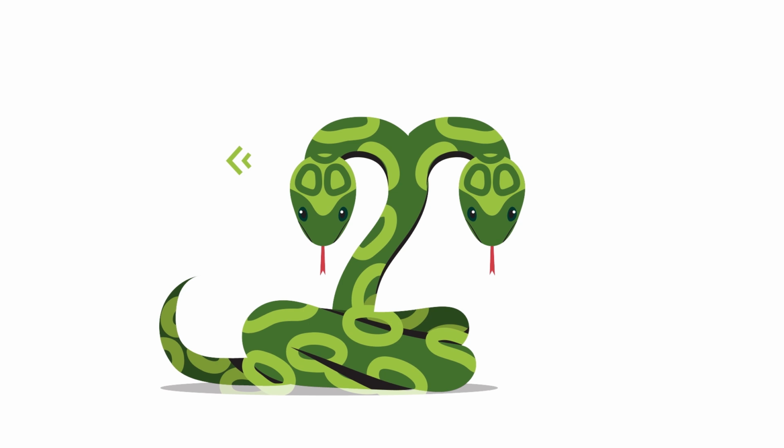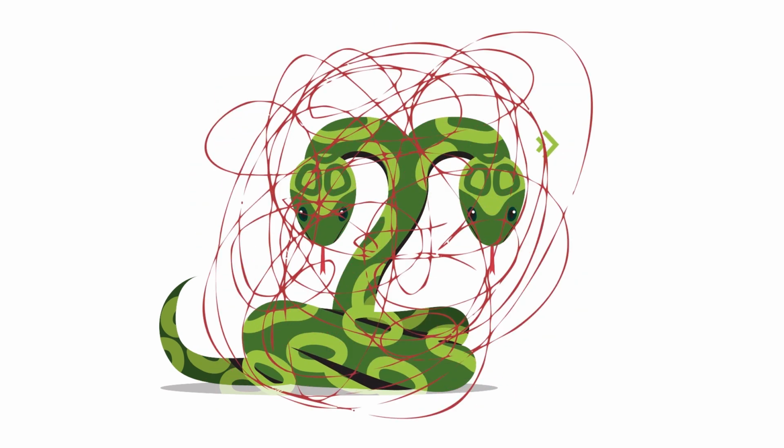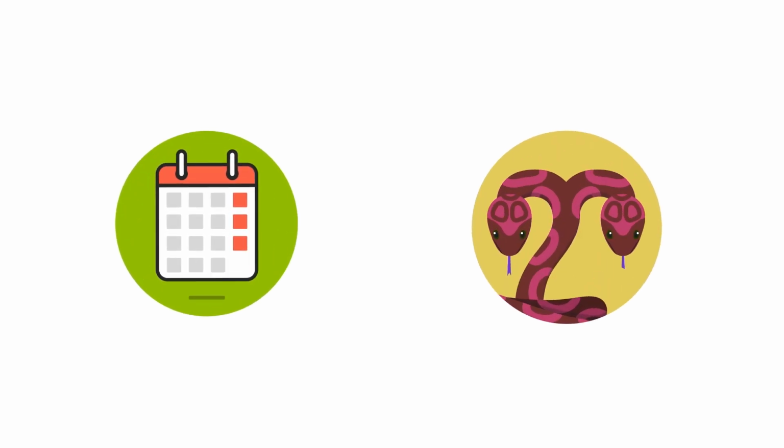If one head wanted to go left and the other decided to go right, they would fight, and the head that lost followed the winner. Double Dave's deformity is the cause of an incomplete embryo split that resulted in conjoined twins. Just weeks before Double Dave was spotted, a two-headed snake was photographed in Bali.